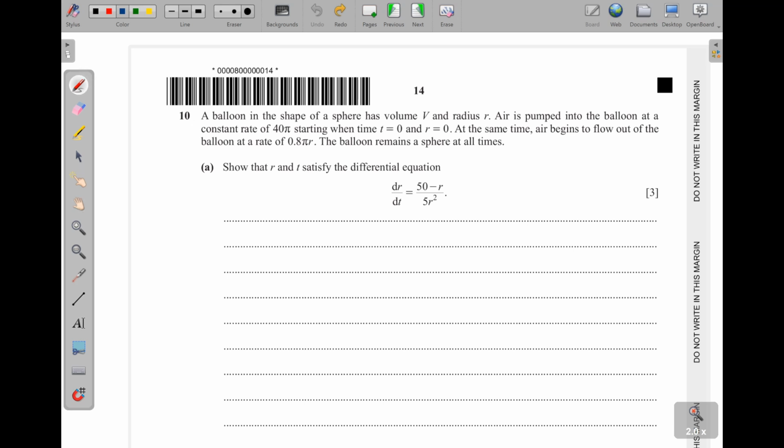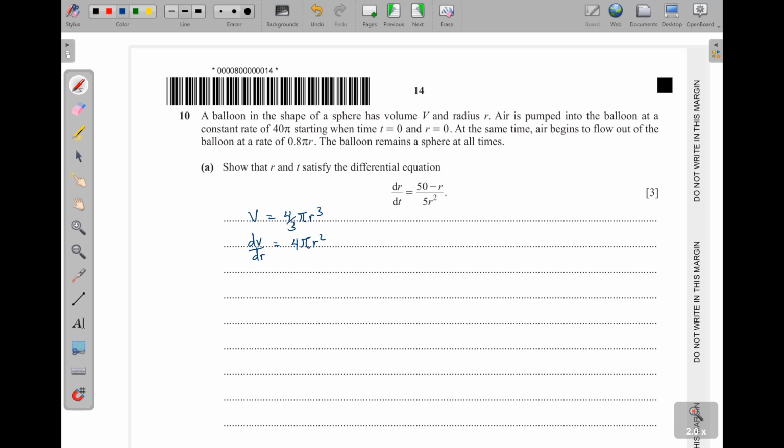Now we begin with the volume of a sphere. Volume of a sphere is 4 over 3 pi r cubed. Then we need to get dV/dr. You drop the 3, so it will cancel with this one here. You will get 4 pi r squared.